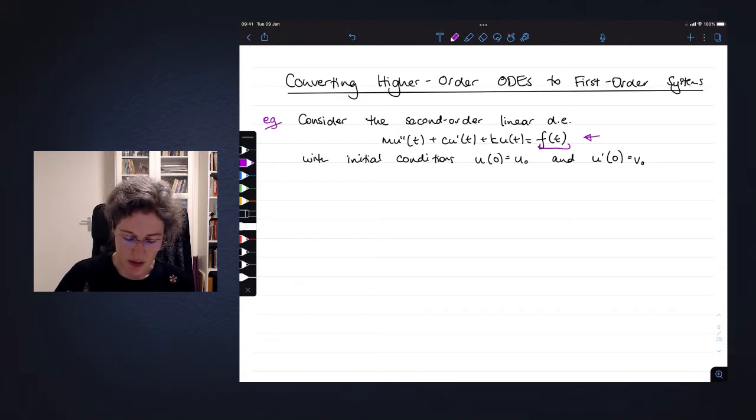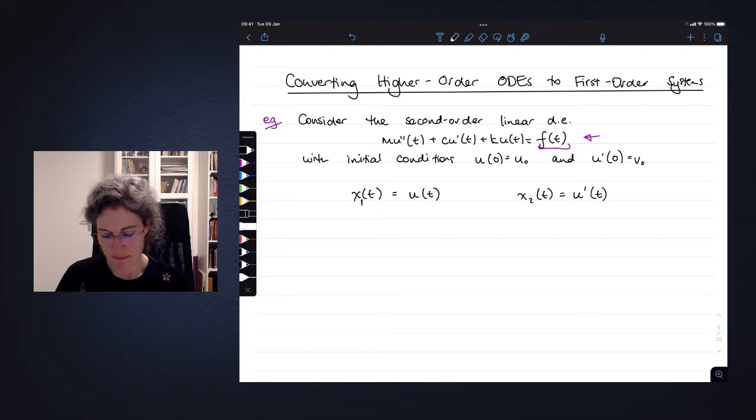Well, we firstly define a new variable. So we're going to let x of t be, well, I'm going to call this x1 of t, and I'm going to let that be equal to u of t. And then I'm going to define a new variable, x2 of t, and I'm going to let that be equal to the derivative of u of t. Okay?